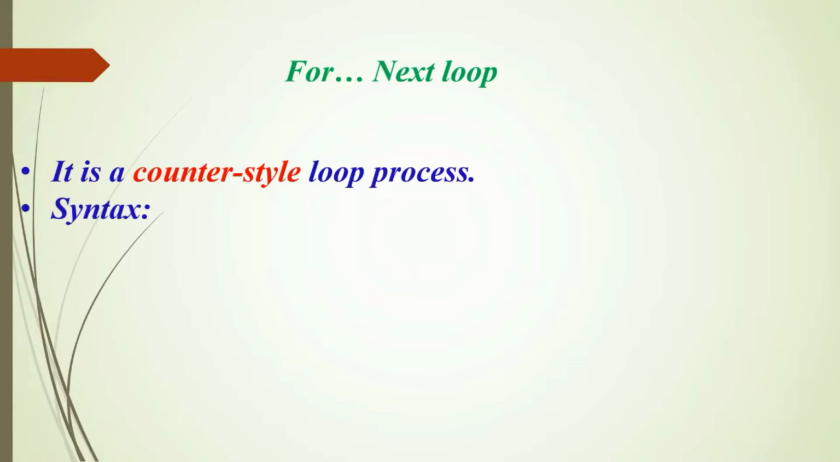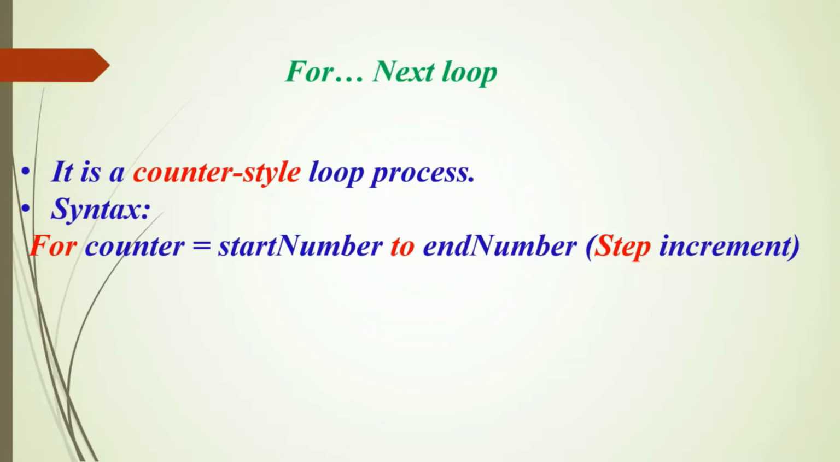Let us learn the syntax for using the for next loop. For counter equals start number to end number, step increment, one or more statements, next. Observe the syntax, students. Here I have highlighted the keywords in red. For, to, step and next are reserved words which have some predefined meaning in the for next loop.